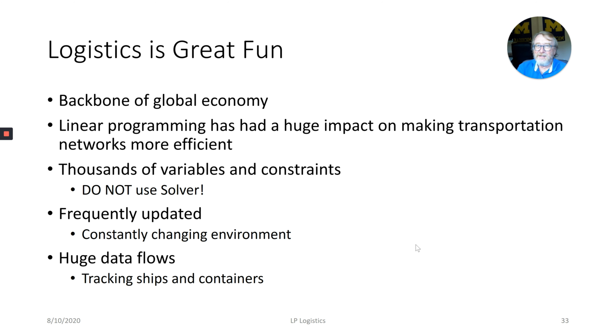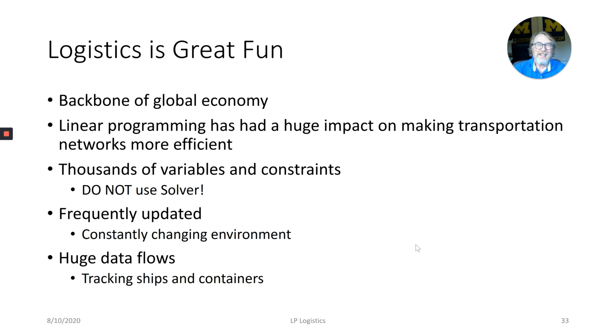But you have hundreds of locations you're shipping out of and hundreds of destinations. All right. You have all kinds of constraints. Don't use Solver if you do this for real. You have to use a more commercial package.